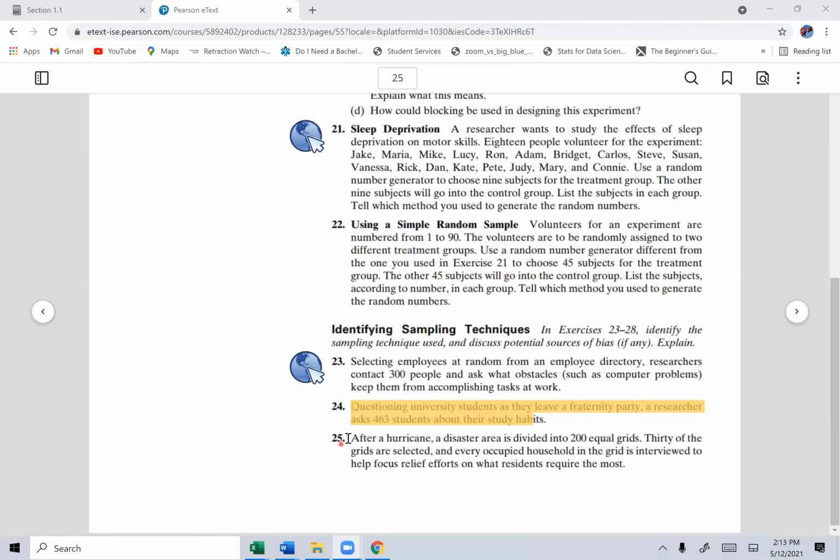Professor, my Socratic is not loading. Well, we'll see that once we finish this. I'll take care of it.